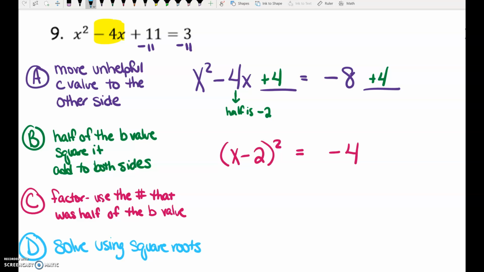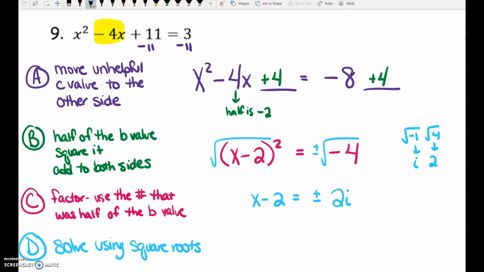Then your last step is to solve using square roots. Don't forget your plus minus. The square root of negative 4 is the square root of negative 1 times the square root of 4. So we have x minus 2 equals positive or negative 2i. We add 2 to both sides to get 2 plus or minus 2i.